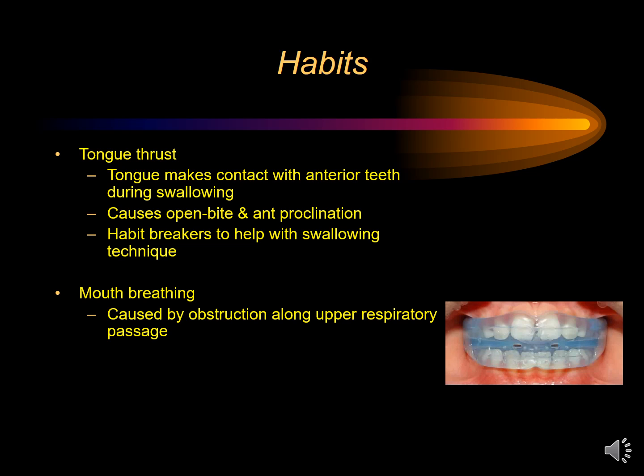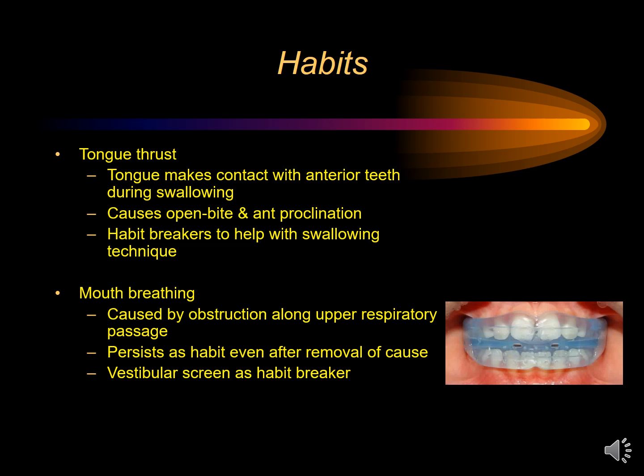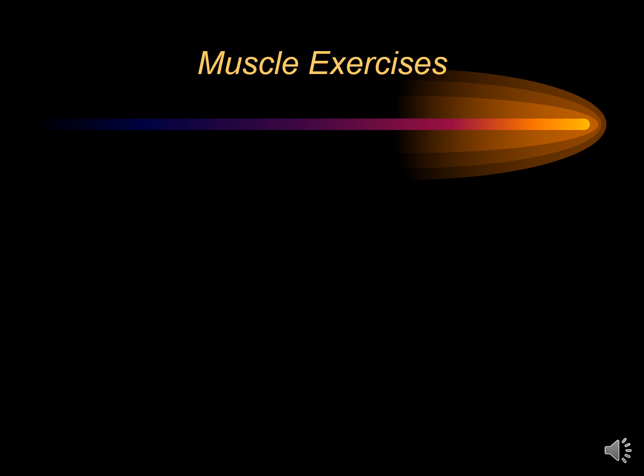Now, mouth breathing is usually caused by some form of obstruction along the upper respiratory passage. This can be nasal polyps or a deviated nasal septum. Even after the cause is removed, the habit can still persist, and a vestibular screen can be fitted as a habit breaker.